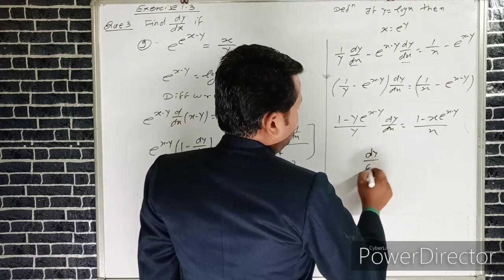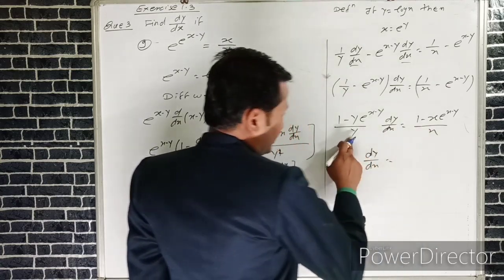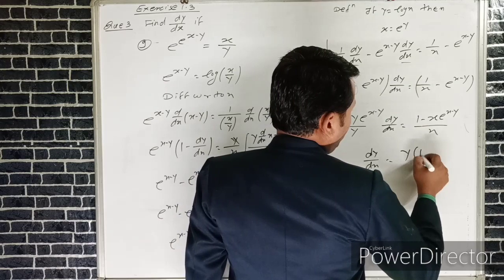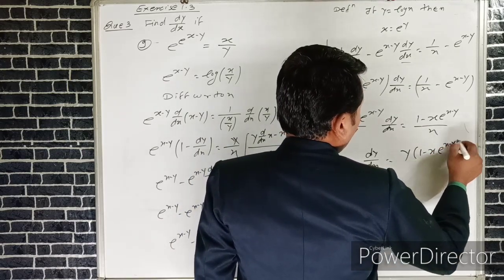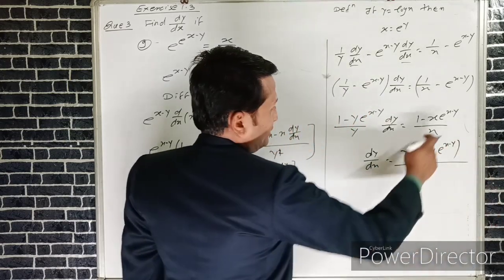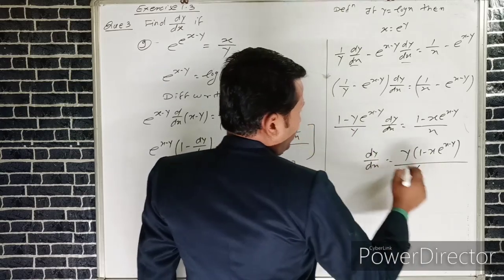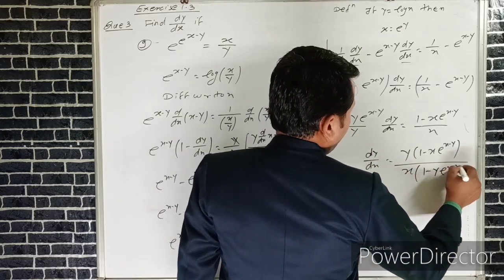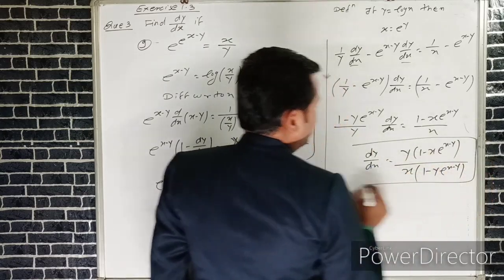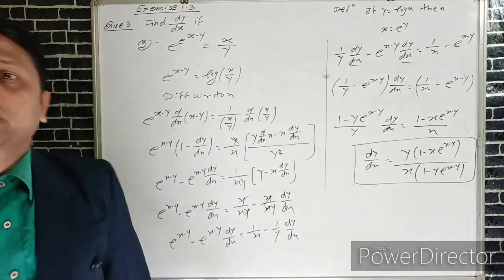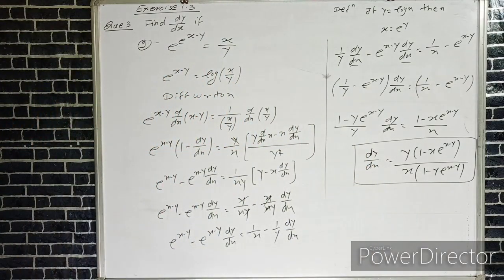Here, if we shift the whole term to the right side, then you can write in the numerator y into 1 minus x into e to the power x minus y upon x into 1 minus y into e to the power x minus y, which is the required derivative of the given function, dy upon dx.